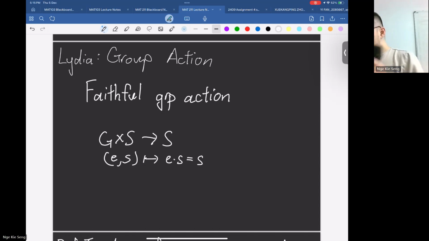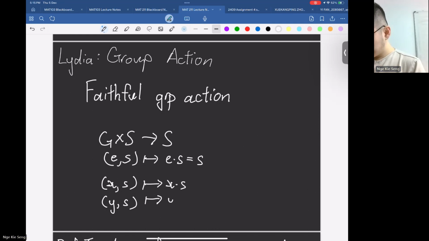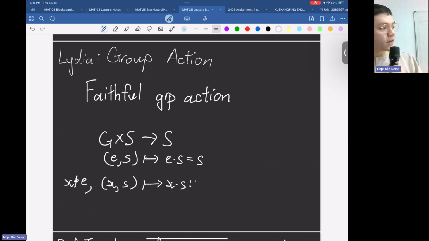So let's say you have 2 elements that act the same. What's wrong about it? Let's say your action is not faithful, meaning there's another x, where x is not E, but x acts like an identity. What happens here? You cannot differentiate these 2 group elements by looking at the group action. So for example, what?